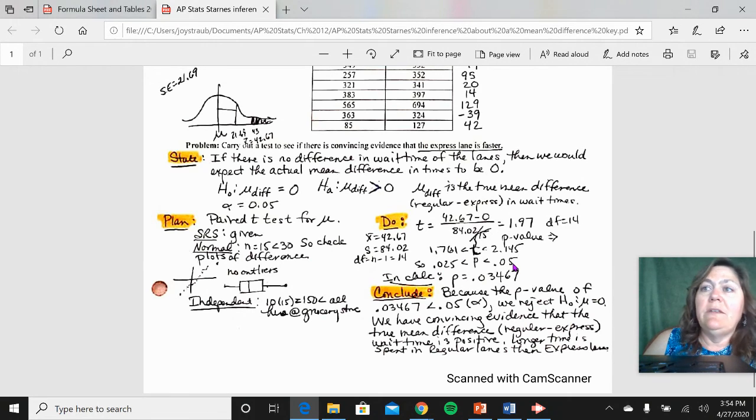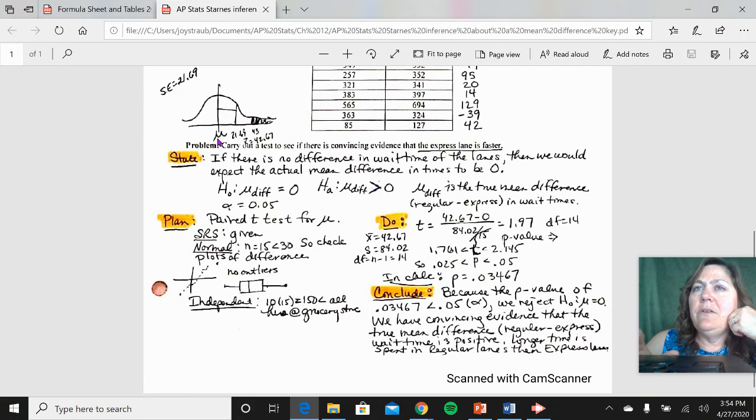It's one-tailed, so I'm not multiplying it by 2. In the calculator, if you did that, you would get exactly 0.03467 as your p-value. Then, of course, your conclusion: because this p-value is less than 0.05, we are going to reject the H0, that the mean is 0, that there's no difference. And so we have convincing evidence, statistically significant evidence, that the true mean difference, regular minus express wait time, is positive. What that means is that a longer time is probably likely to have been spent in the regular lanes than in the express lanes.